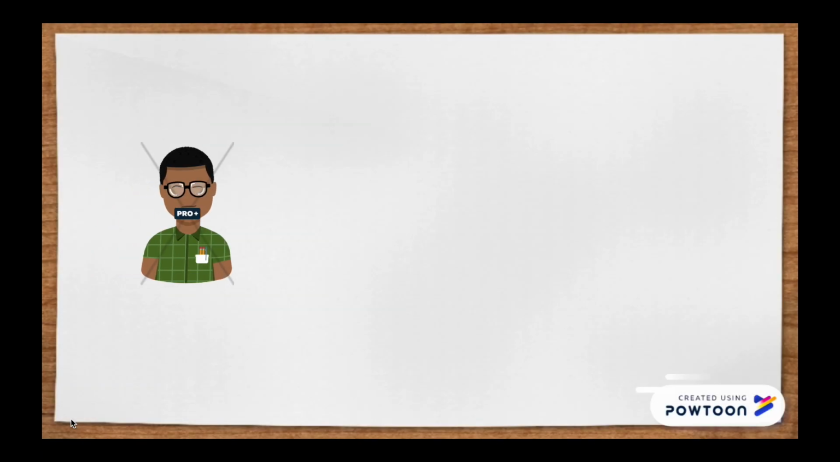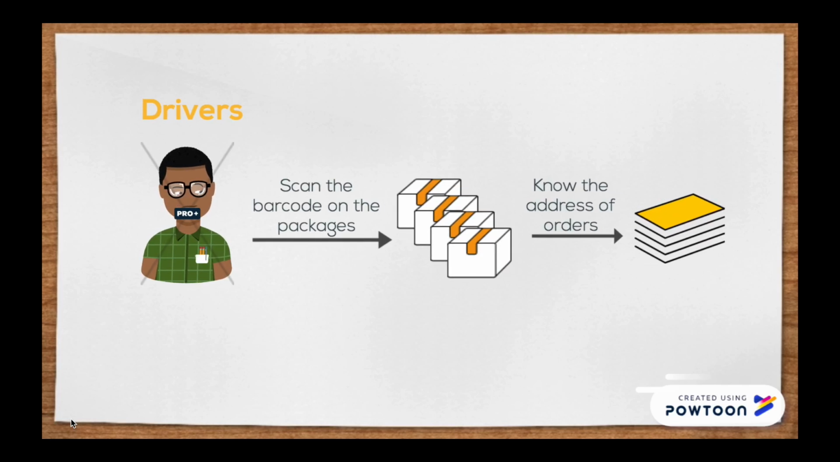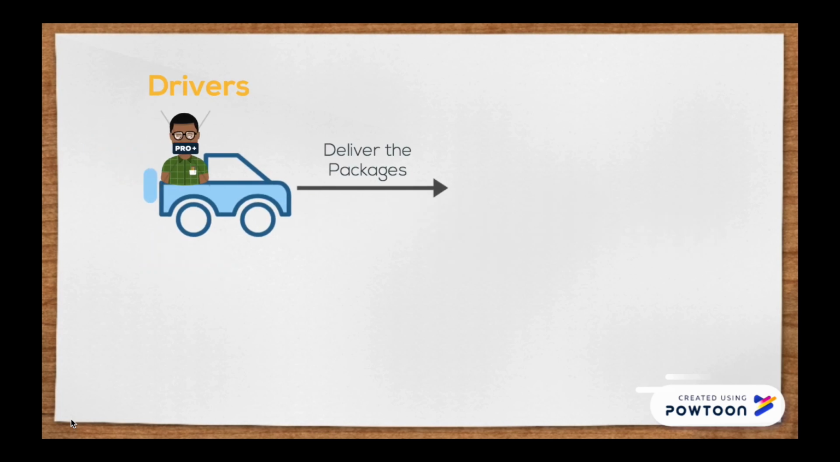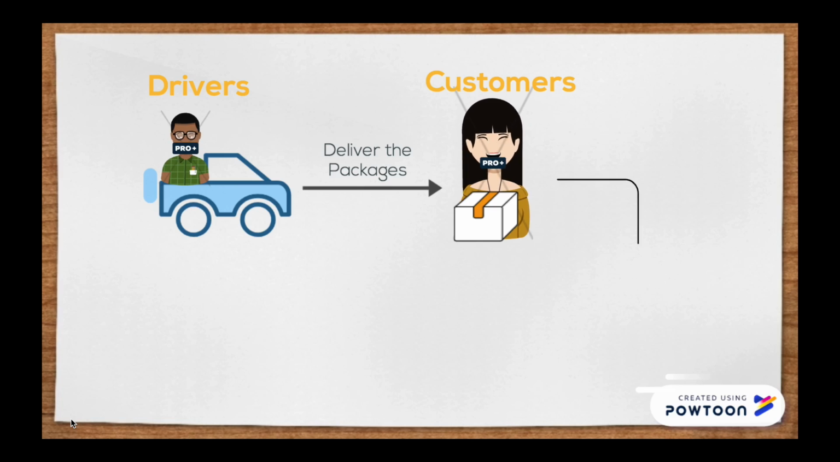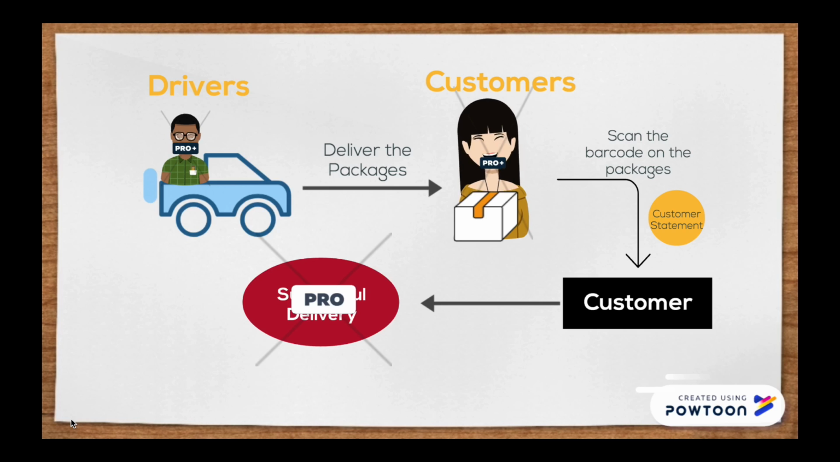When the driver receives the task from the manager, he will scan the barcode on the packages, and it will help them to know the address of the orders. Then they will deliver the packages to the customer. When the customer receives the package, they will also scan the barcodes on the packages, and the customer statement will be generated automatically and uploaded to the data store of the customer through the app. And this represents a successful delivery.